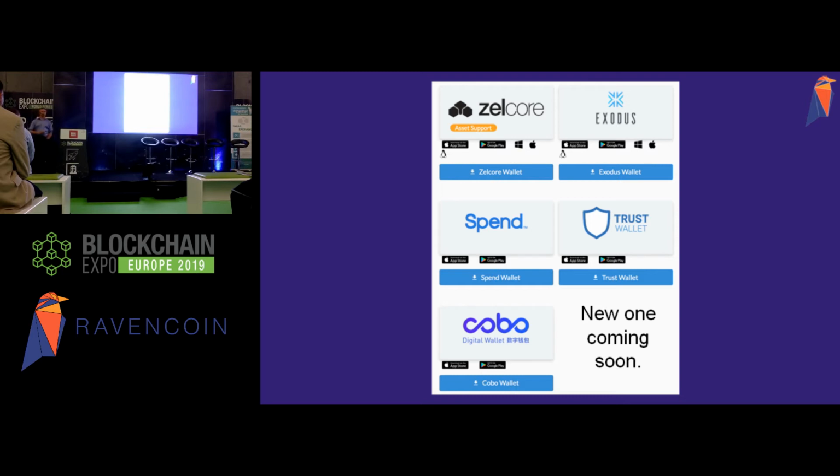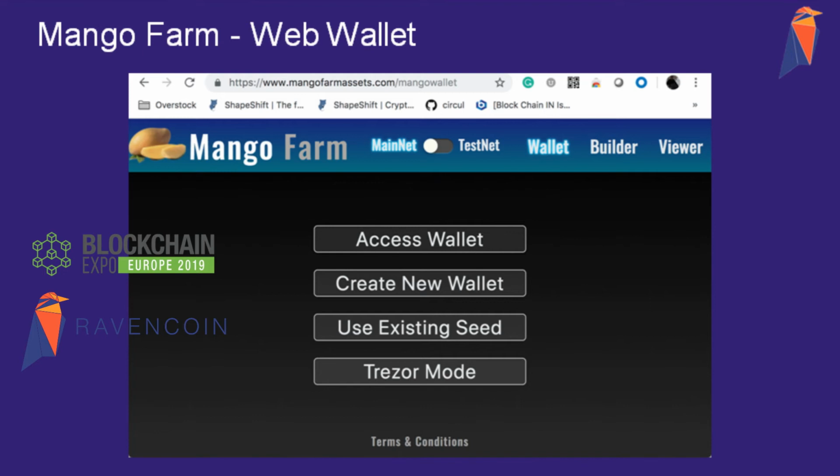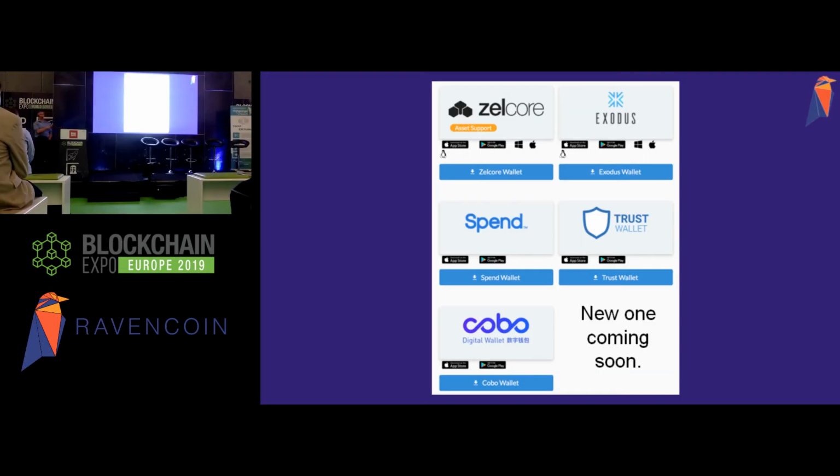Trust wallet, how many are familiar with Binance, the crypto exchange? Okay, about half. So this is their official wallet. Trust wallet is Binance's official wallet. They purchased it. They've added Ravencoin recently. Kobo wallet is very popular in China. So we recently did an AMA for them. And there's a new one coming soon. I can't name it yet because we haven't announced that yet.